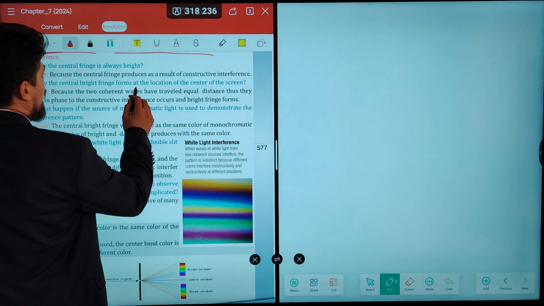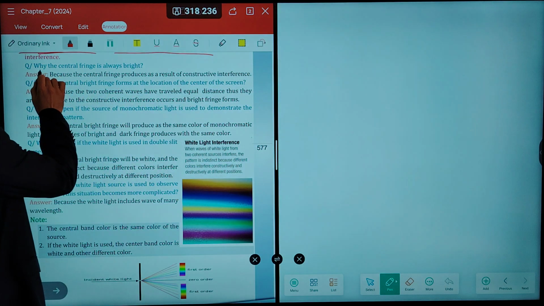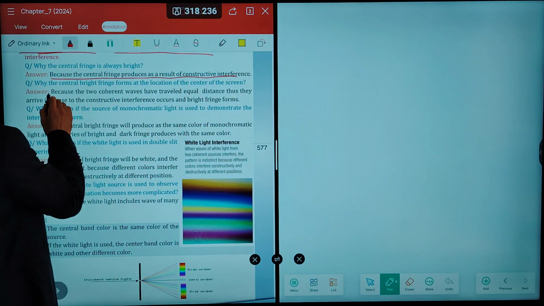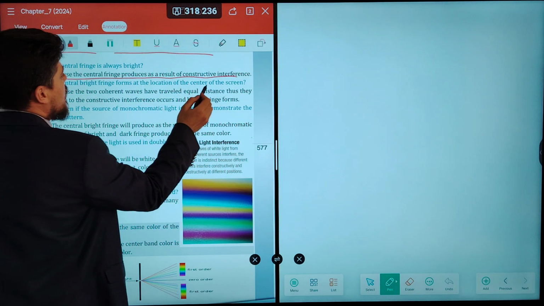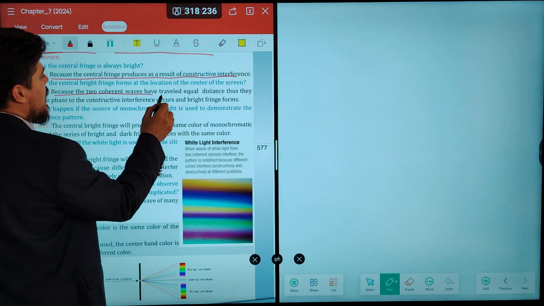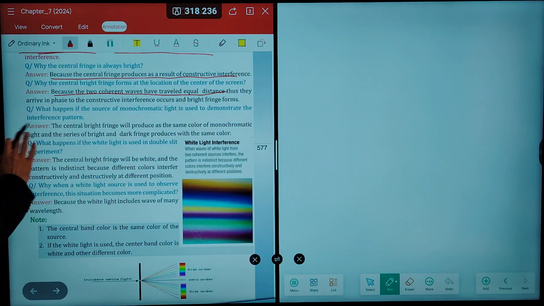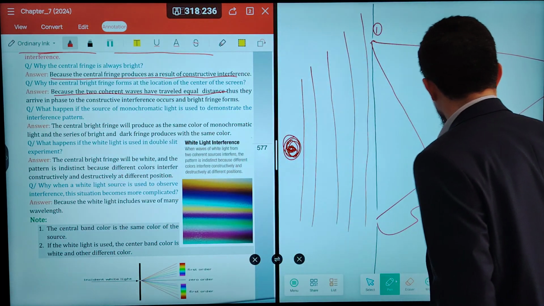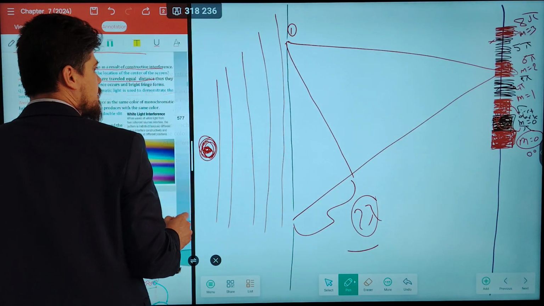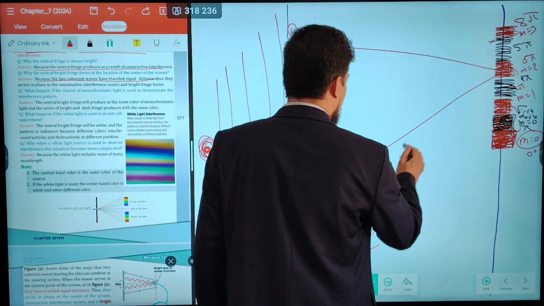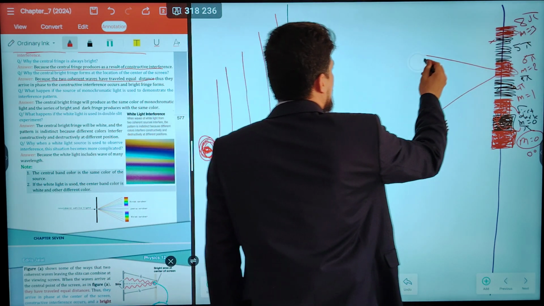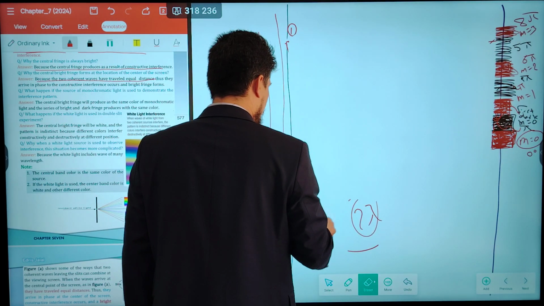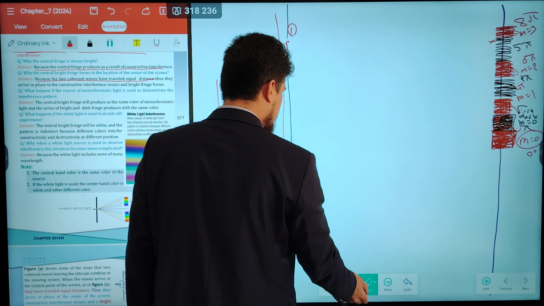Why does the central bright fringe form at the center of the screen? Why is the central fringe always bright? Because the central bright fringe is a result of constructive interference, and the path difference is 0. Why is it located at the center of the screen? Because the two coherent waves have traveled equal distance. Look, guys, for the central maximum, the waves that come from the slits travel the same distance.